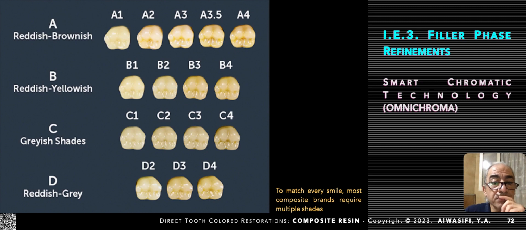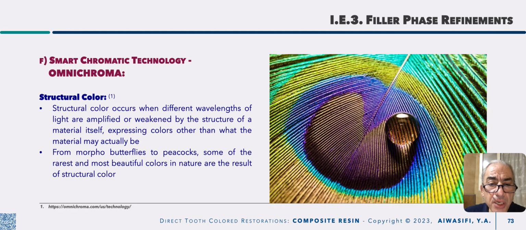instead of using these 16 shades? Depending on what's called structural color theory. What is structural color theory? The color of any material could be amplified or weakened by the structure of any material on it that may have different wavelengths. What's meant by what I say? Let us examine this photograph. This is a feather of a peacock.